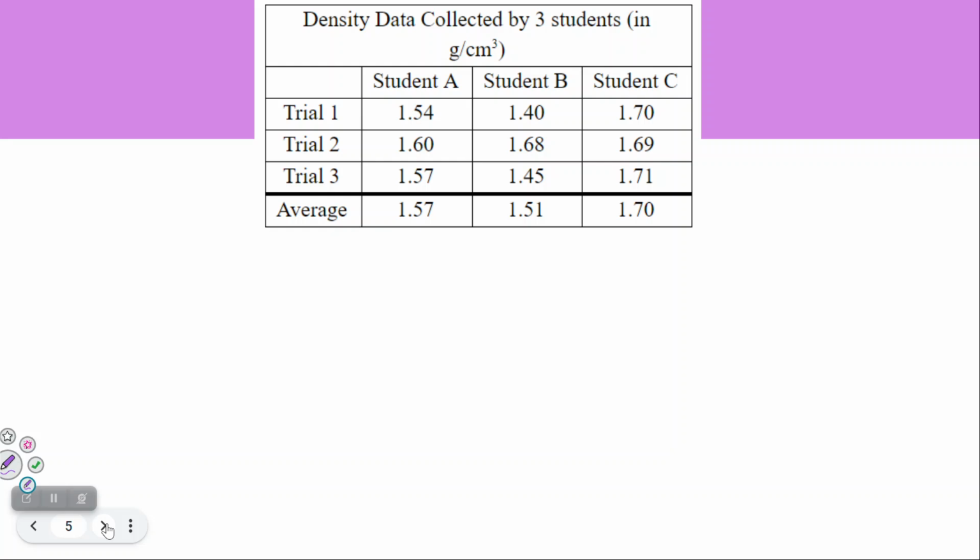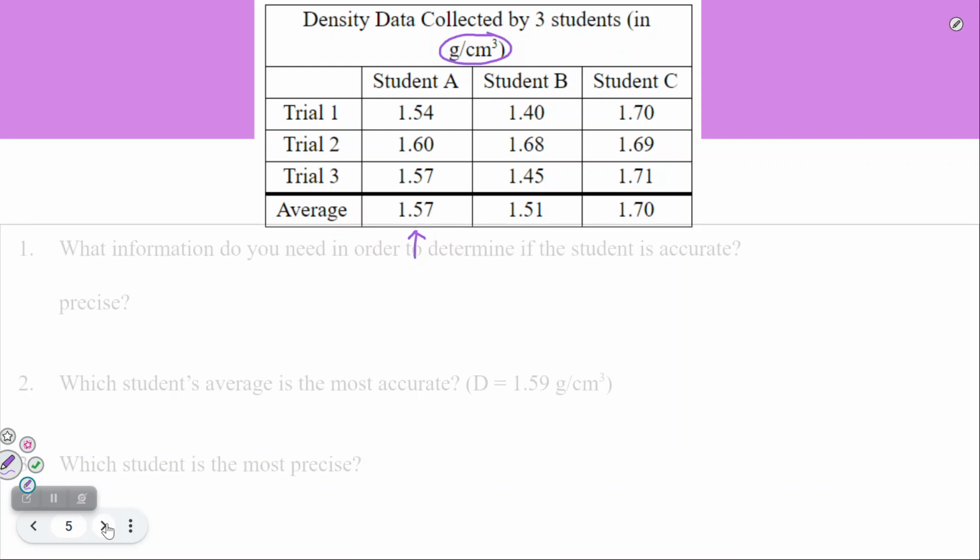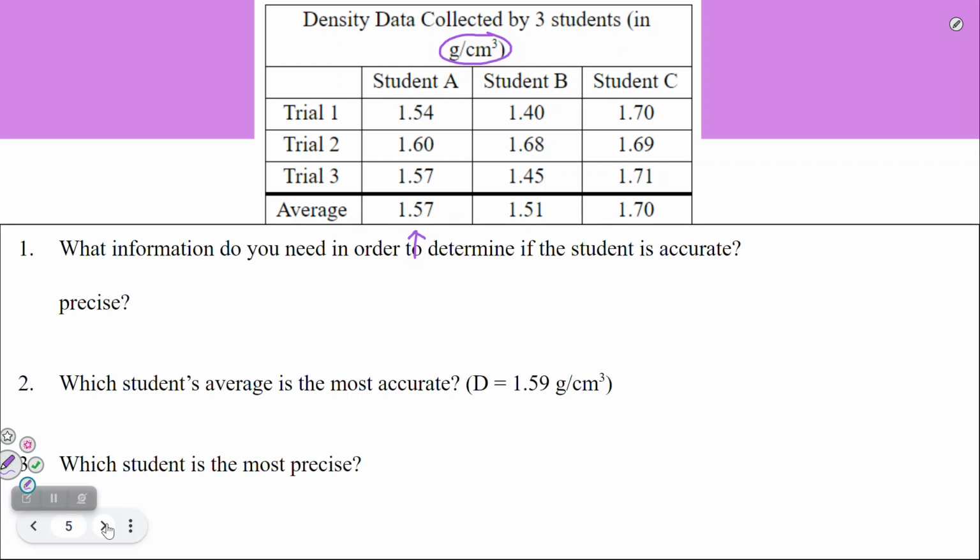So we have density data collected by 3 students, and all of these measurements are made in grams per cubic centimeter. Just because you don't see units here, they're mentioned up here in the header of the table. So that is perfectly legal and a-okay. All right, so we have this table of measurements. Student A made a measurement of the density of the object 3 times. Student B did it 3 times, and student C as well.